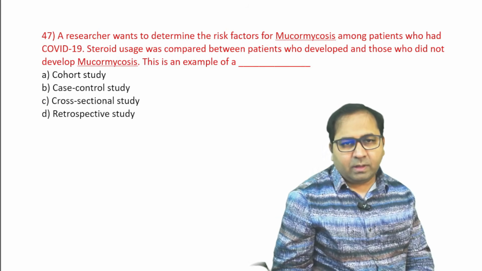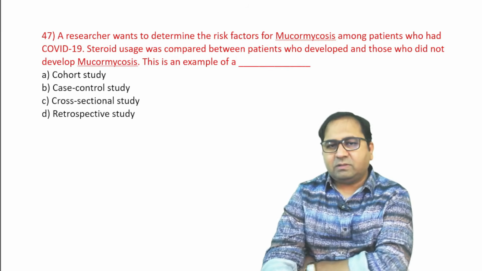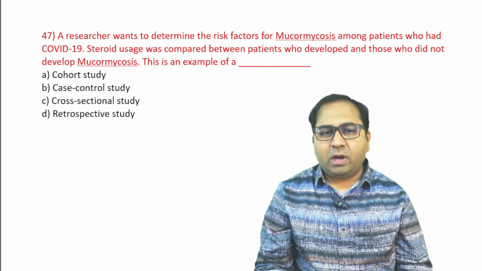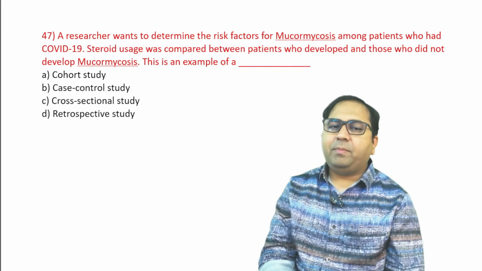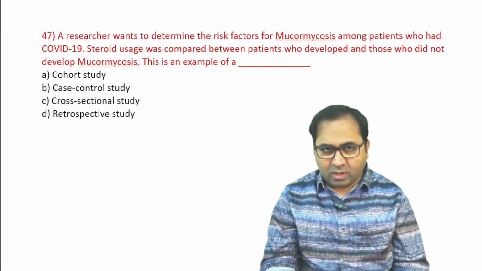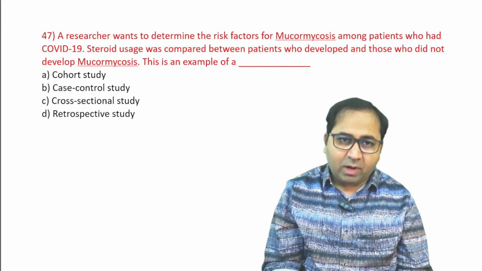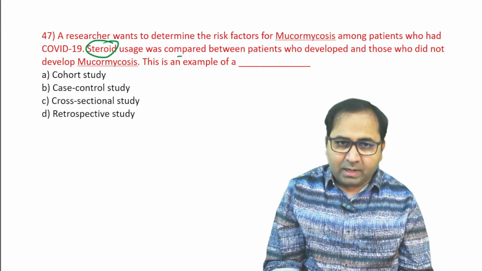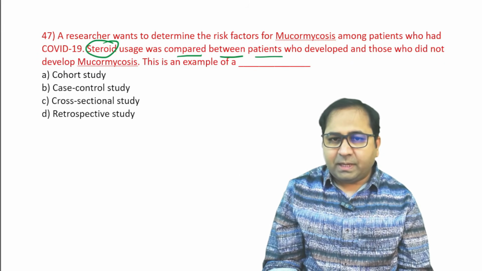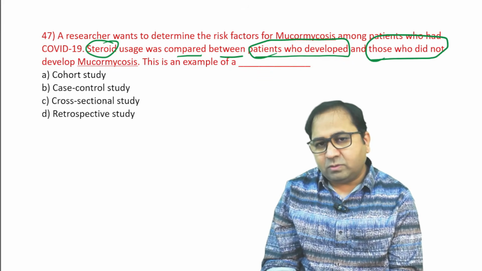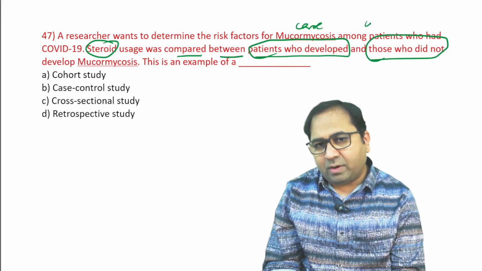Next question. A researcher wants to determine the risk factors of mucormycosis among patients who had developed COVID-19. Steroid usage was compared between patients who developed and those who did not develop mucormycosis. This is an example of what? Steroid was compared between patients who developed and those who did not. So you have cases and you have controls.